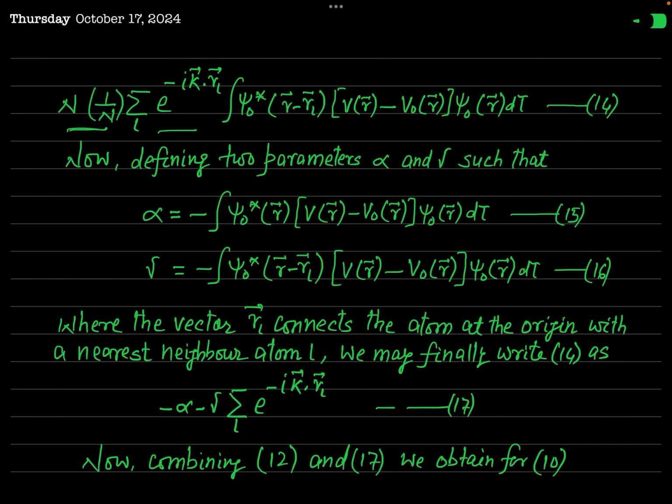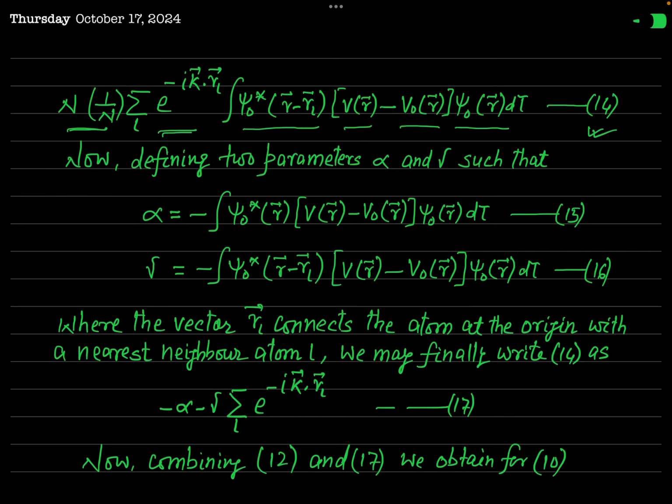This is n times 1 over n summation over L e to the power minus ik dot RL integral psi naught star of (R minus RL) times V dashed of R times psi naught of R d tau. Actually, the magnitude of this integral is defined in this equation 14.